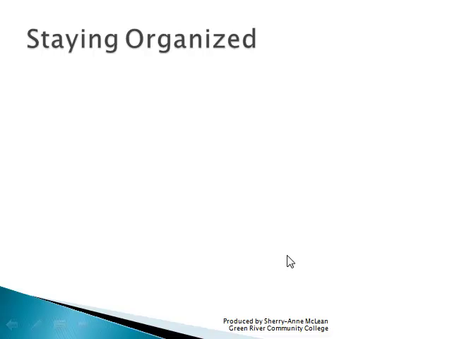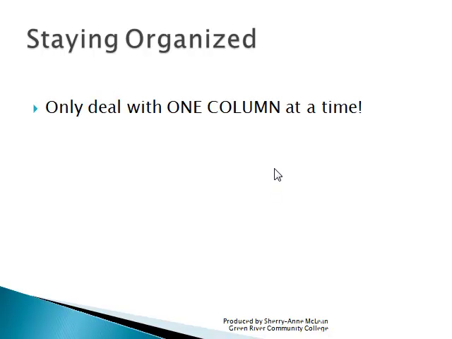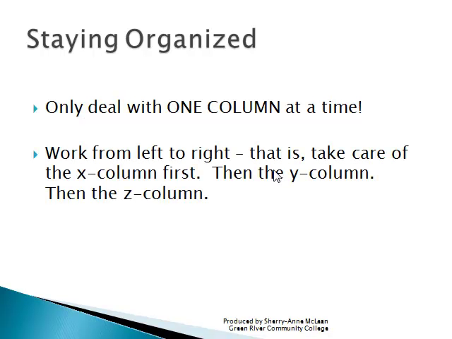Staying organized when solving a matrix problem is very, very important. Here are a few clues that will help you to stay organized and continue to do legal row operations, which will progress you towards your goals. First, only deal with one column at a time. Work from left to right. That is, first take care of the x column, then take care of the y column, and finally take care of the z column.